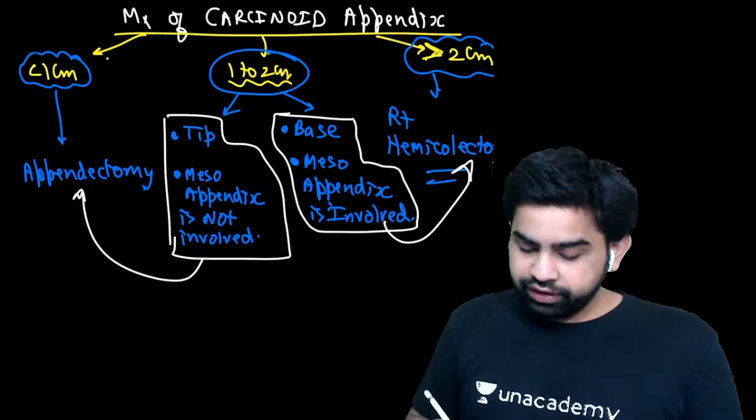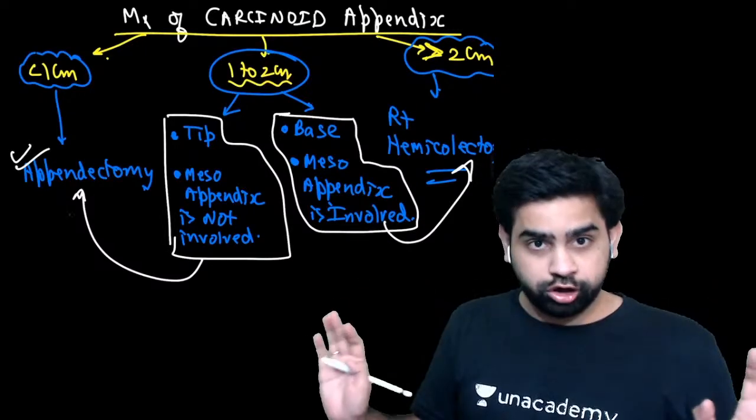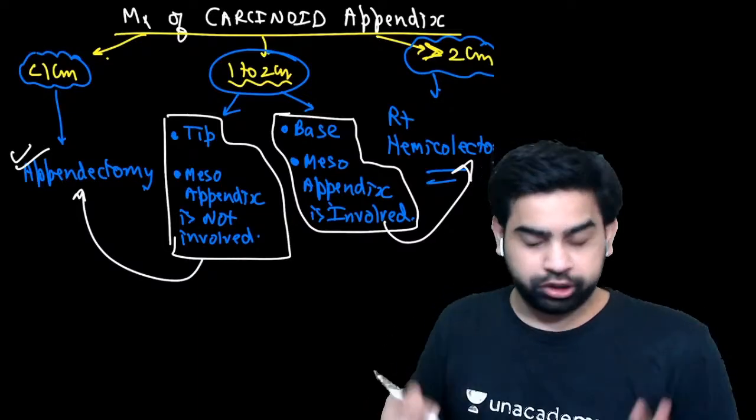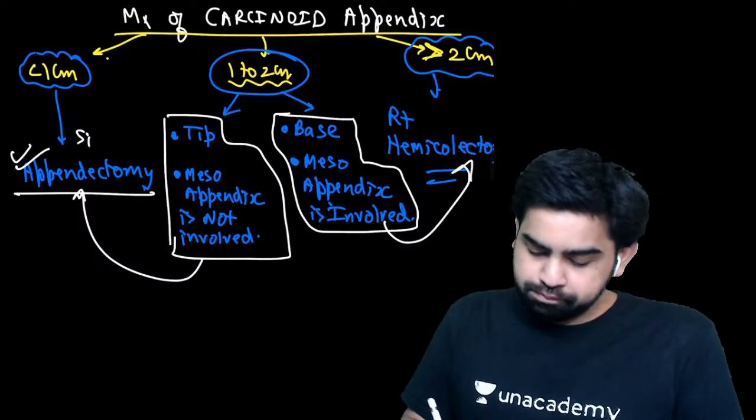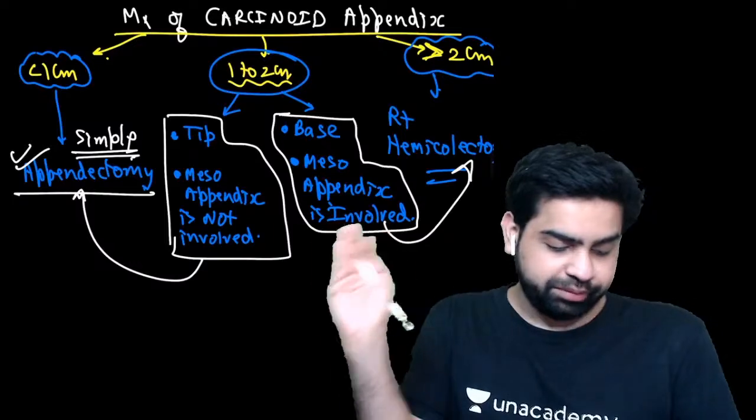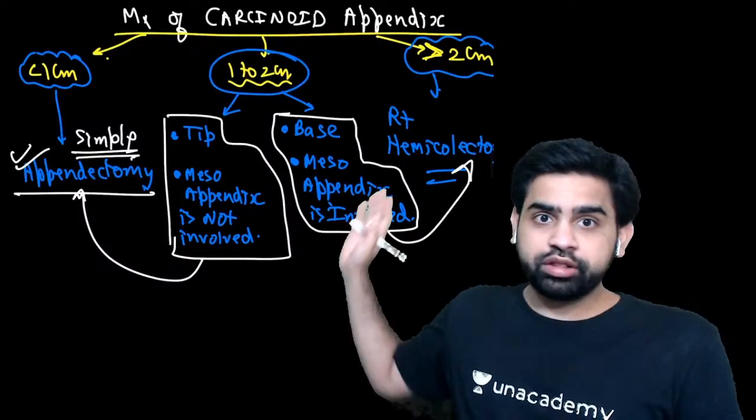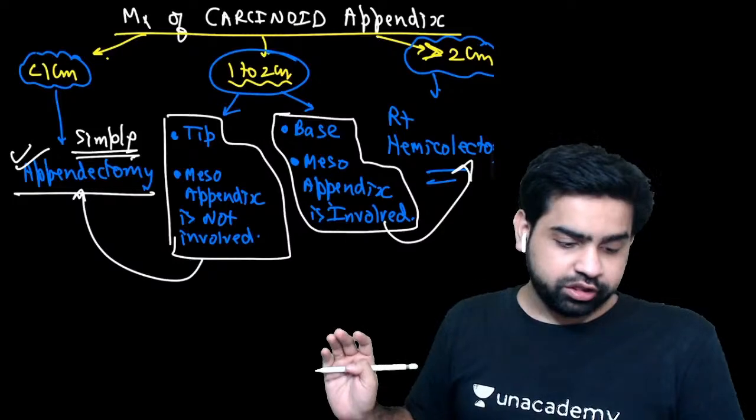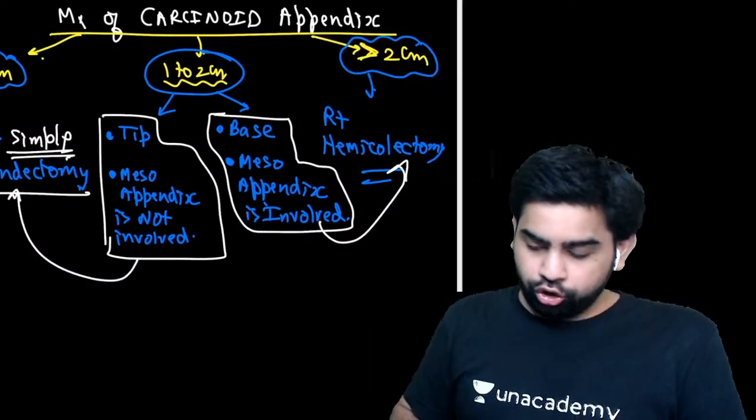Less than 1 centimeter, we have to go in for an appendectomy. Carcinoid is a tumor, so you have to go in for an appendectomy. It is not observation, not at all. You just have to go in for a simple appendectomy. Everybody got this, guys? So this is how you manage a patient with a carcinoid of the appendix.